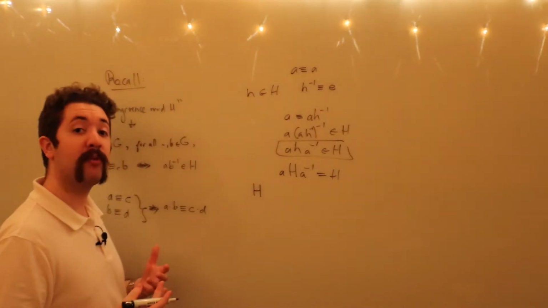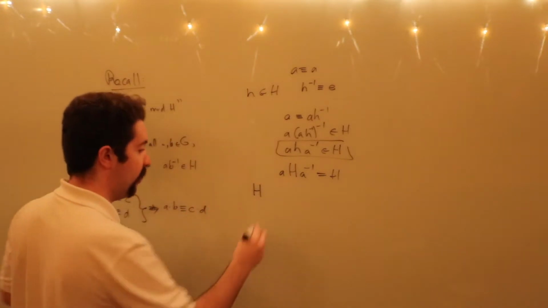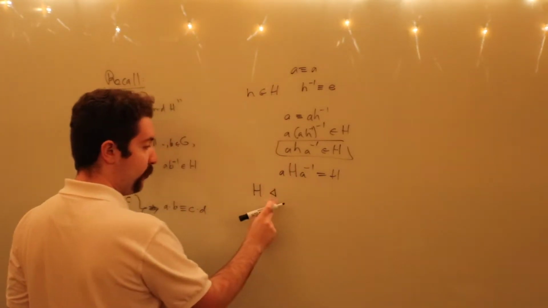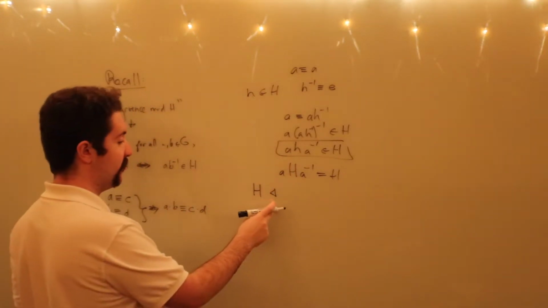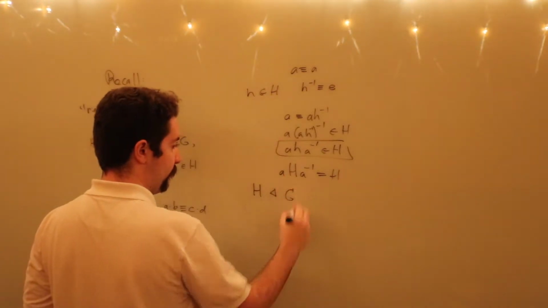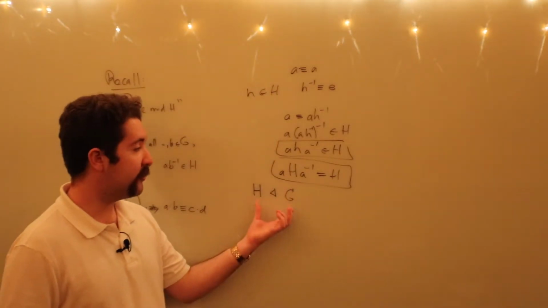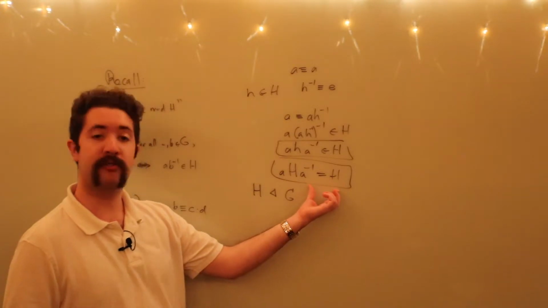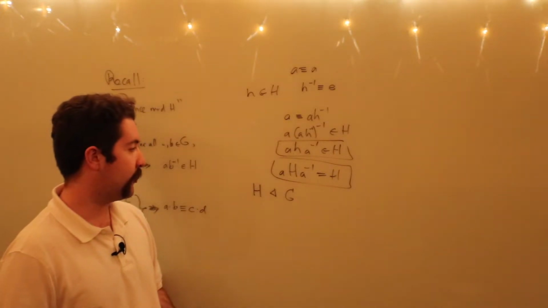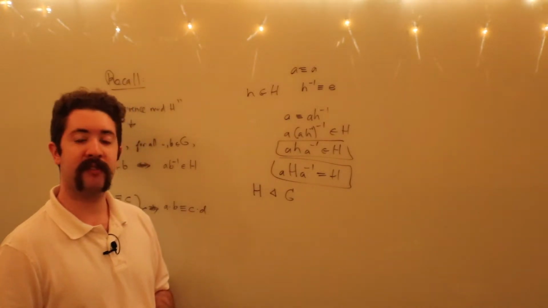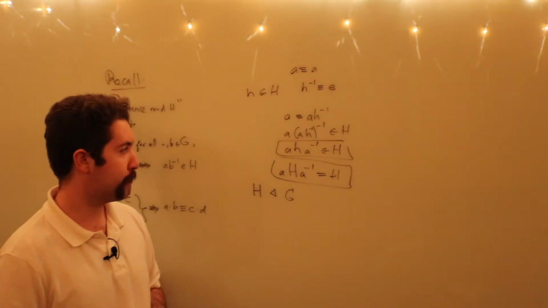This is what we say. A normal subgroup is normal in the group. H is normal in G, denoted with this little triangle. So H is normal in G whenever this statement is true. And we usually use a capital N for a normal subgroup, although it doesn't really matter.